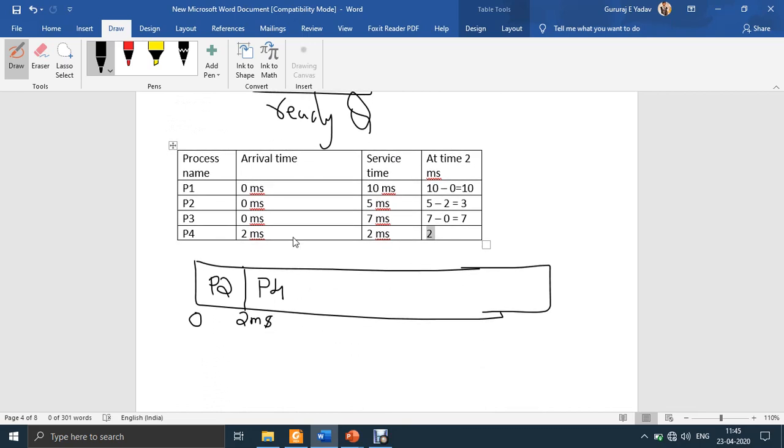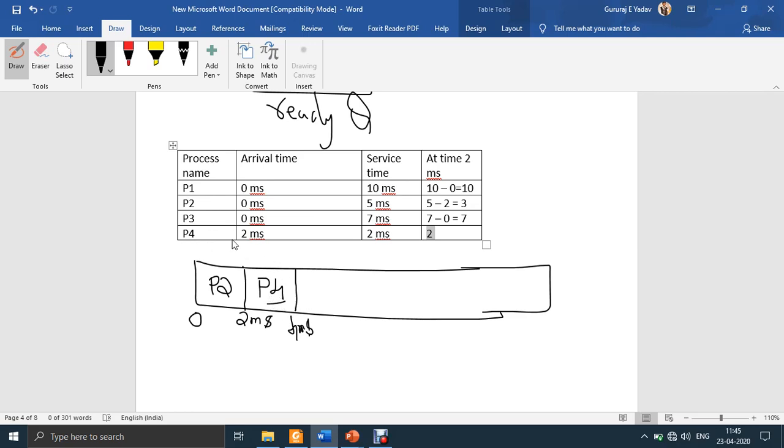Since P4 wants 2 milliseconds and after 2 milliseconds it will complete, P4 will get 2 milliseconds of time to complete. So 2 plus 2 is 4. So at 4 milliseconds, process P4 completes. It will complete there.